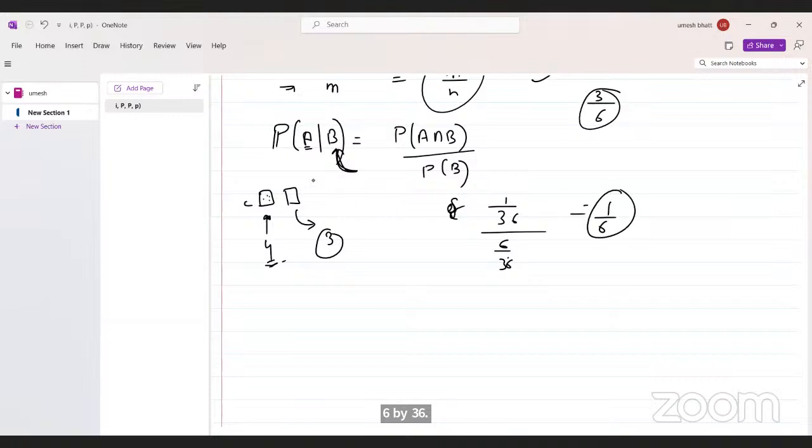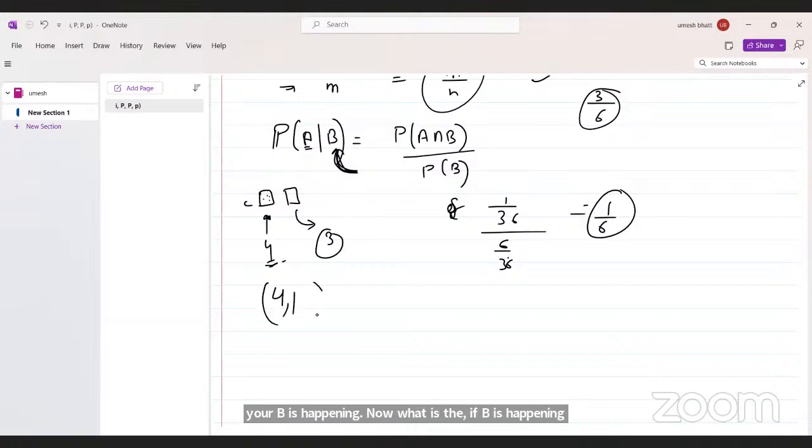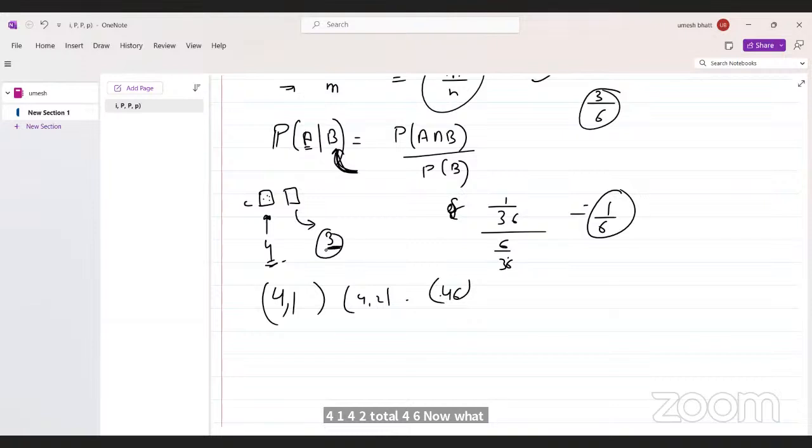Or you can also think of this formula as, assume that your B is happening. Now if B is happening, then your sample space is what? 4 1, 4 2 up to 4 6. Then what is the probability that this 3 will happen? This 3 will happen in only the 4 3 case. So what is the probability? 1 by 6. Total outcomes are 6 and 4 3 is 1.